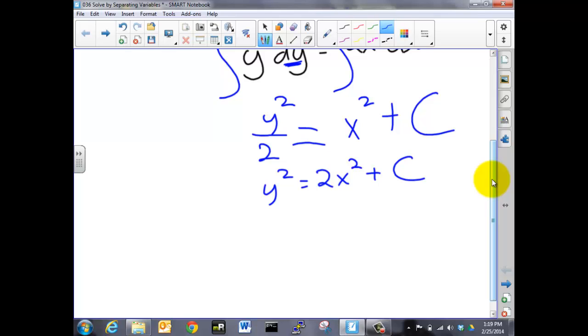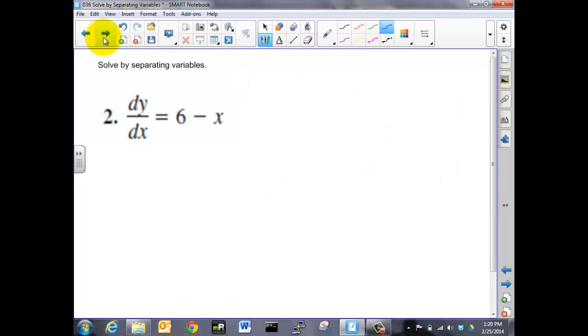Why is it not 2c? That's right. 2 times this letter c up here gives us this letter c down here. So it's still a constant number there. It wouldn't be wrong to write it as 2c. But that's all we do when we separate variables. We want to get all the y's on the left, all the x's on the right, and then integrate both sides. So it's a simple process, but you have to think clearly what we're going to wind up doing here.